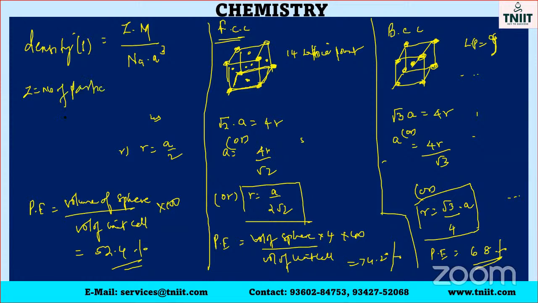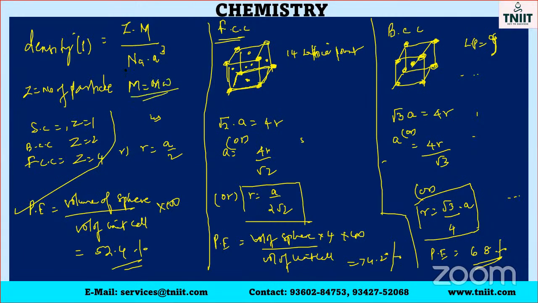Remember, for simple cube, the number of particles Z is equal to 1. For body-centered cubic lattice, Z is equal to 2. And for face-centered cubic lattice, Z is equal to 4. You should remember this. M is the molecular mass. NA is the Avogadro number. A is the edge length of the cube. So this formula you should remember in order to calculate the density of a solid.